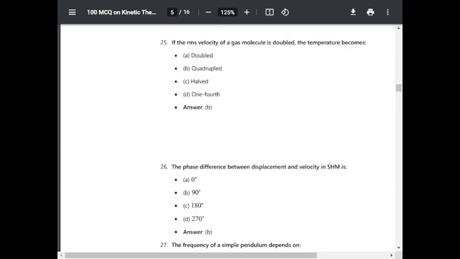Question number 25. If the RMS velocity of a gas molecule is doubled, the temperature becomes: option A, doubled; option B, quadrupled; option C, half; option D, 1/4. The correct answer is B, quadrupled. If the RMS velocity of a gas molecule is doubled, the temperature becomes quadrupled.